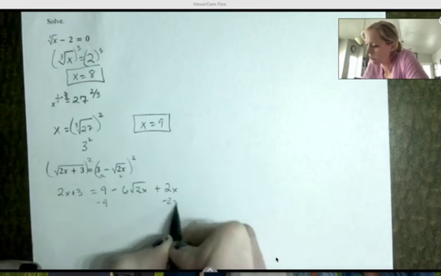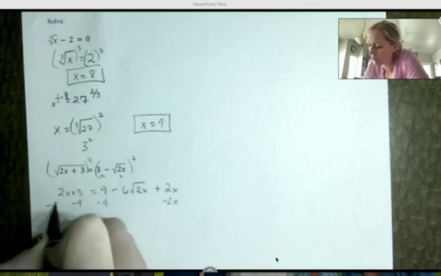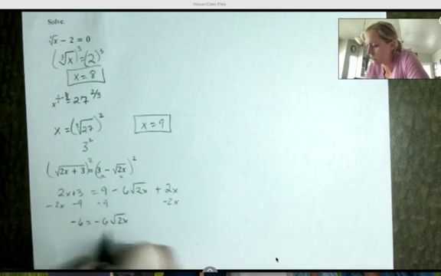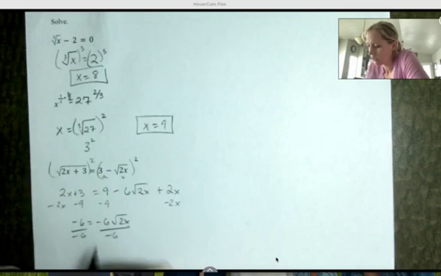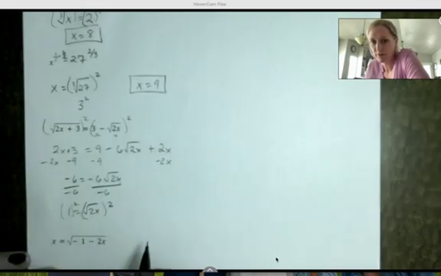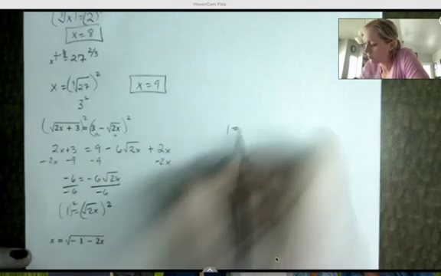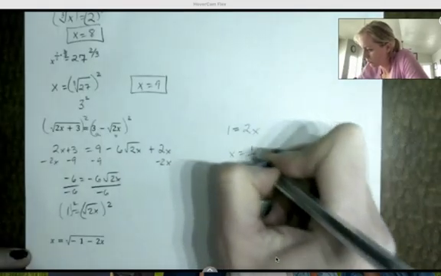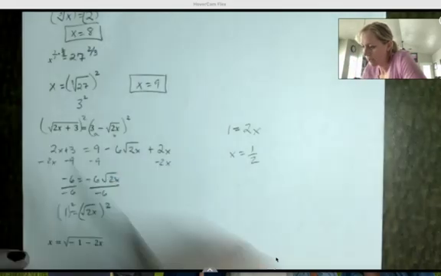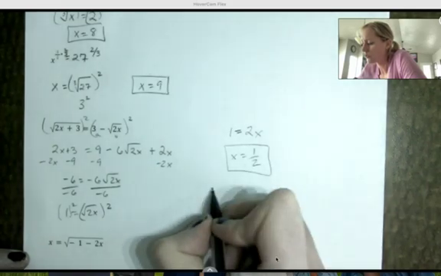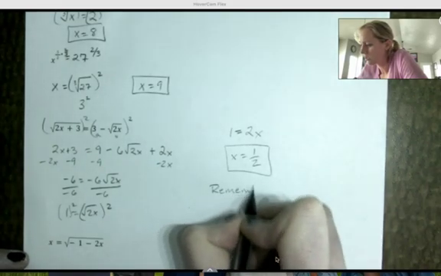And I think this is exactly the same as another problem we did. So negative 6 equals negative 6 square root of 2x. Divide by negative 6. So we get 1 equals square root of 2x. Square both sides. Get rid of the radical. So I'm left with 1 equals 2x. So x is equal to 1/2. Okay. This one I believe does check out, you guys, but remember to check solutions.